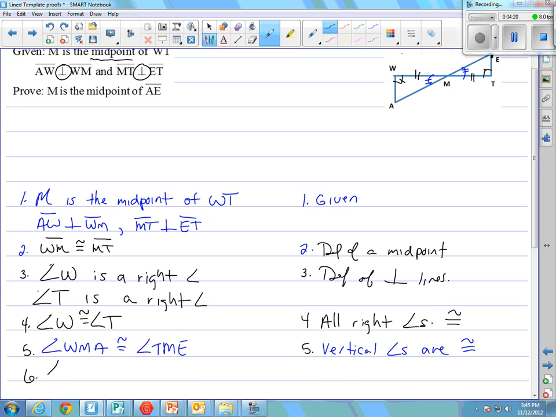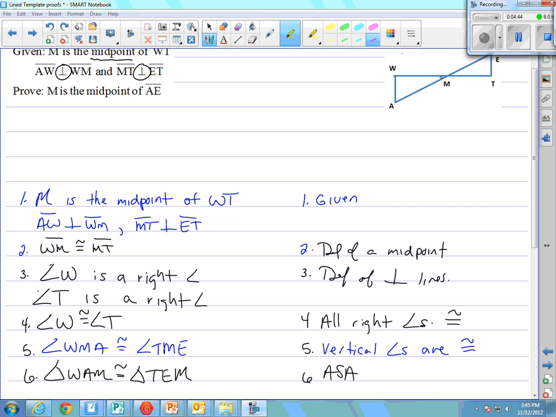Step 6, triangle WAM is congruent to triangle, if I went from W to A to M, I've got to go from T to E to M. And my reason is angle, side, angle. Now, if that's the case, my overall goal is to show that M is the midpoint of this segment AE. Well, if it was the midpoint of that segment, then I would need to know that AM is congruent to ME.